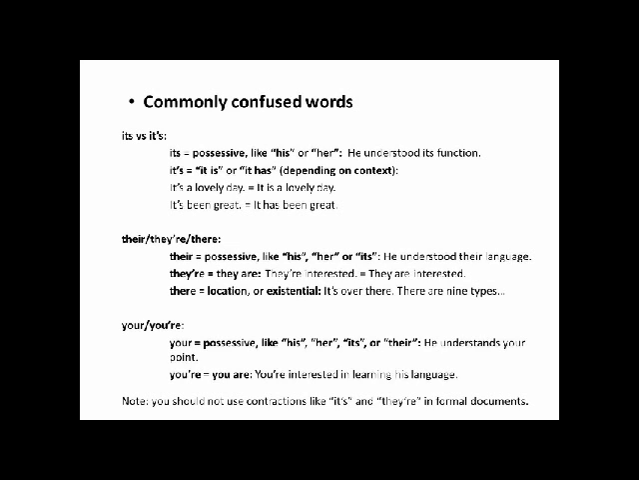And "their," T-H-E-I-R, is a possessive: he understood their language. "They're" with an apostrophe is "they are": they're interested. And "there" is a location, or what we call an existential "there" in English grammar. So it's over there, and there are nine types.